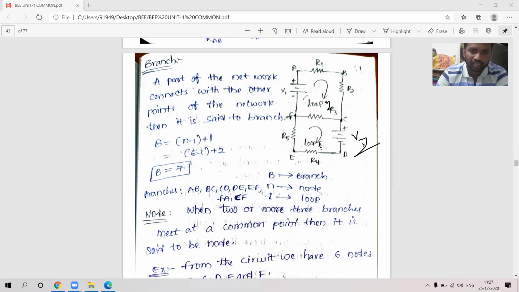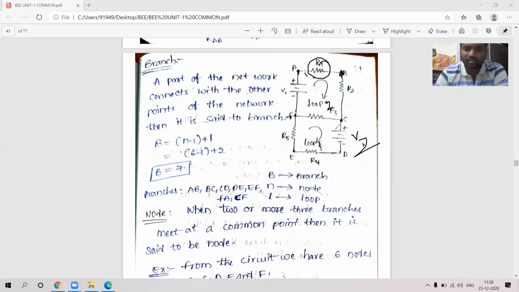Here, what is a branch? A branch is nothing but a part of the network which connects the other points of the network. So this is a branch here. This branch is connecting with the other points of the network. Suppose this is point B and point A, it is going to connect with other elements. Here R2 is connected with point B and point C. Likewise, R3 is connected with point C and point F. A part of a network which connects with other points of the network is said to be a branch.